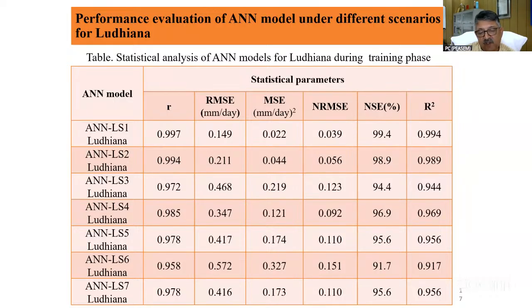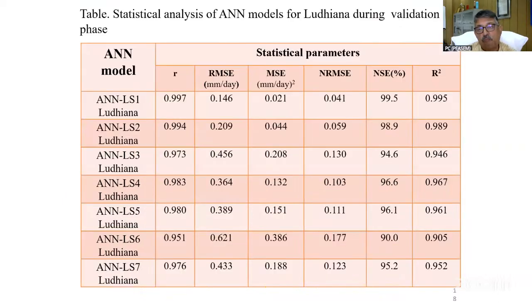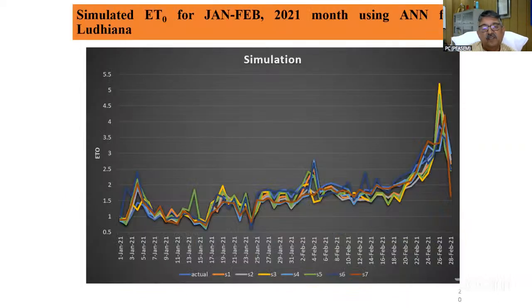And of course, with the minimum number of parameters, we get a very good value of ET0, and that can be easily incorporated into the systems, and we can find out the irrigation water requirement on a daily basis or weekly basis, whatsoever it may be, which we are still doing on the basis of thumb rules. I'll not go much into it. So this is the simulated ET0 for January to February 2021 using ANN for Ludhiana.